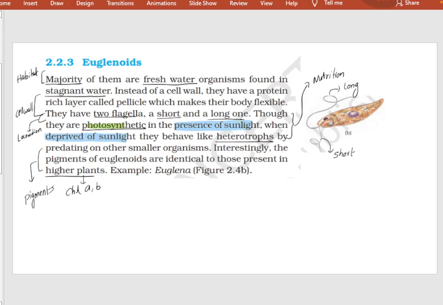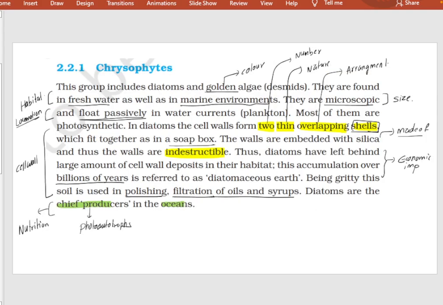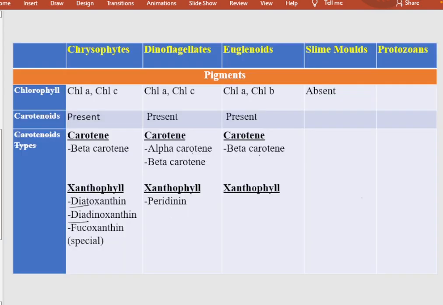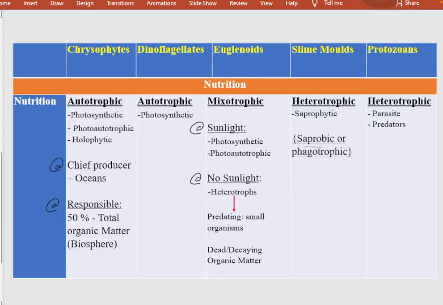This is photosynthetic or heterotrophic. Here it is photosynthetic. Here it is chief producer, meaning photosynthetic. This is about nutrition in the dinoflagellates. Sorry, Protista. So here chief producer will come. They will produce 50% of the total organic matter on the biosphere, chrysophytes. This is there in the NCERT: chief producer in the oceans.